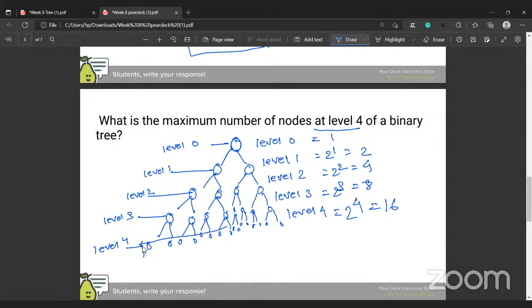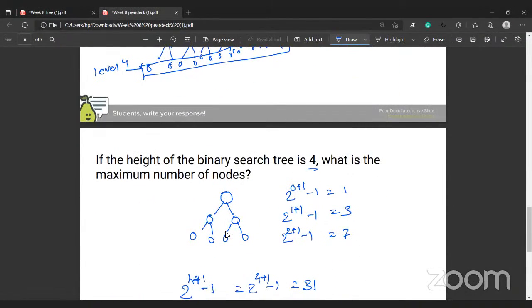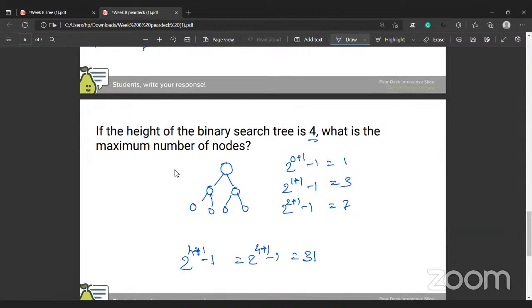And in the previous question we asked, if the height of the binary search tree is 4, then what is the maximum number of nodes possible? Total number of nodes possible. So you got it? Yes, sir, got it.